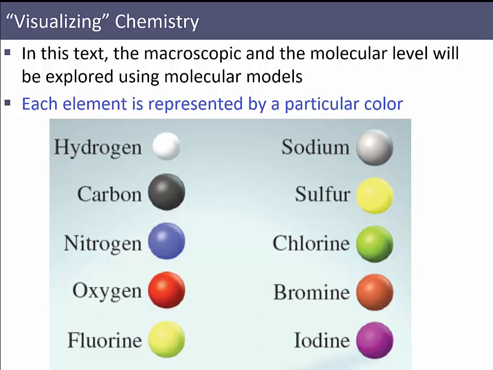To visualize chemistry and these atoms, because they are very, very small things, the macroscopic and the molecular level will be explored using molecular models, and we're going to represent each element by a particular color. This is kind of standardized throughout most textbooks. So hydrogen is going to be a little white ball, carbon will be a black ball, nitrogen is blue, oxygen is red, fluorine is kind of yellowish greenish, sulfur is yellow, sodium is gray like the metal, chlorine is green, bromine is kind of orangish brown, and iodine is purple.